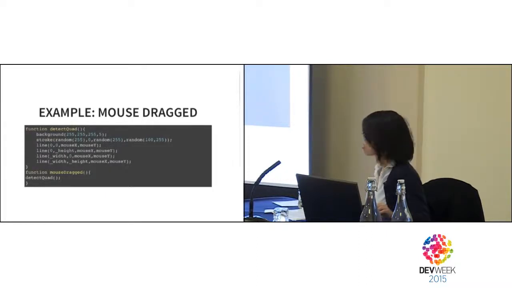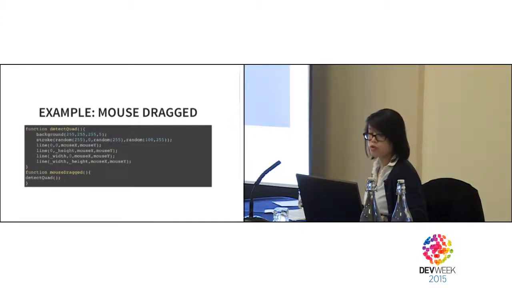The logic is all in the detect quad function. Here I'm setting a background to be all white, but I've done it this way because I wanted access to the alpha channel, which is the 4th parameter. So each time the draw loop runs, we have this nice fading effect.